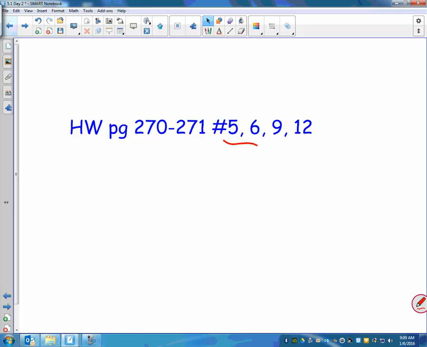I believe 5 and 6 are, you can use the program to check your work, but I want to see work for 5 and 6. I want you showing me, just like we did in our first example, writing out the height of each one. And you can use your calculator to add it up if you want. But I don't want you just running the program and typing the answer in. And then I believe 9 and 12 are using the program.